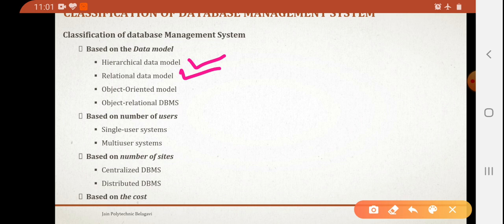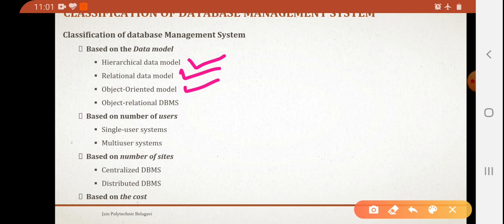Next we see object oriented models. The object-oriented model is based on a collection of objects. This database manages objects for multimedia applications and manages data with complex relationships that are difficult to model and process in a relational database management system.